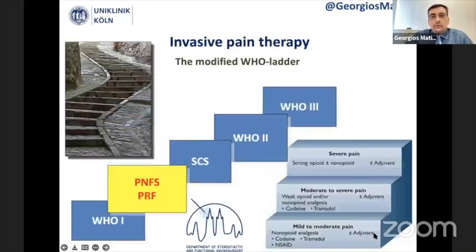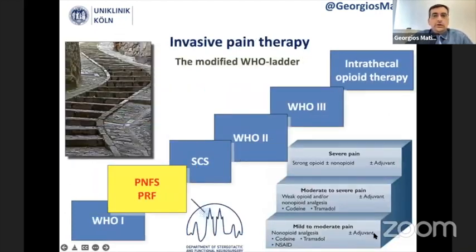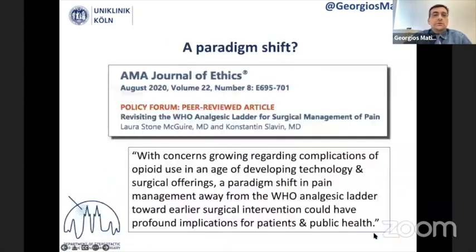I think you are all familiar with the World Health Organization ladder. We should start our therapy with non-opioids, then use weak opioids, then strong opioids, and in the end, the intrathecal therapy. But we have seen that if we start with all these neuromodulation options, such as subcutaneous leads or pulsed radio frequency or spinal cord stimulation, before even trying the opioids, then the clinical results are much, much better.